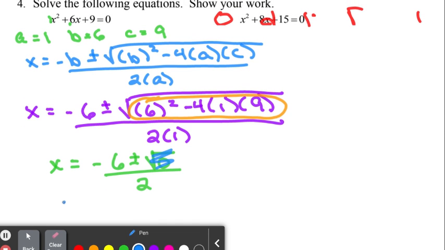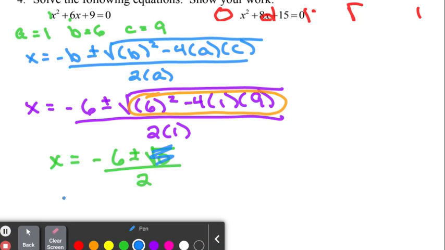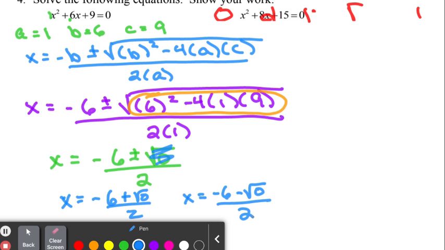Normally you might have a square root symbol there. So our answer would be, if you had to write this out, negative 6 plus square root of 0 over 2, and negative 6 minus square root of 0 over 2. But since the zeros aren't there anymore, it's the same answer. So it's x equals -3. Practice substituting those numbers into the quadratic formula.